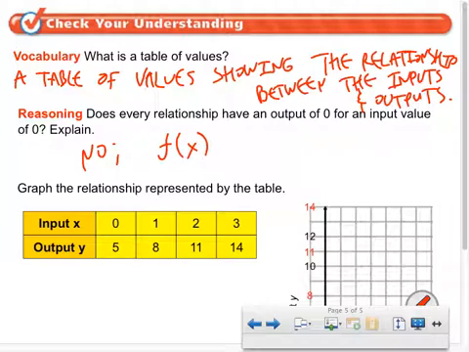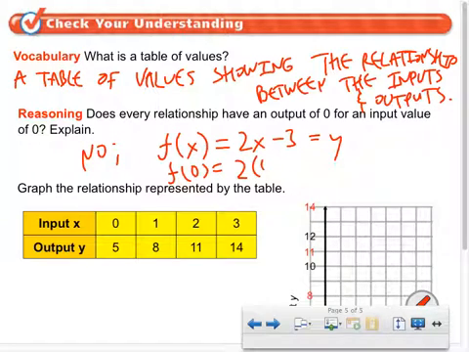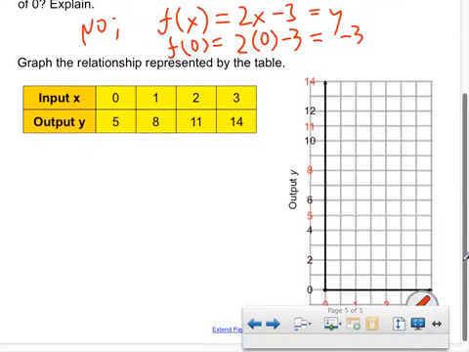So it's no, and I'll give you an example. Here's a function x, 2x minus 3. That doesn't work. You can see that if I put in 0, 2 times 0 minus 3 equals negative 3. That's not true. Okay? Let's graph the relationship represented by the table.